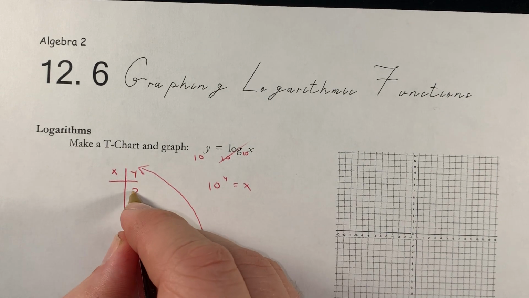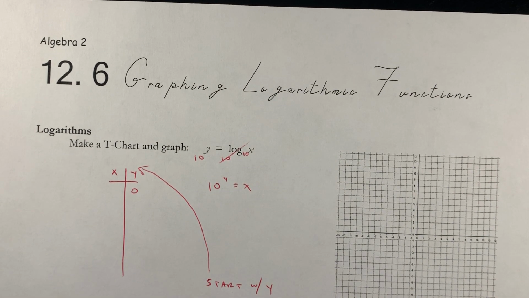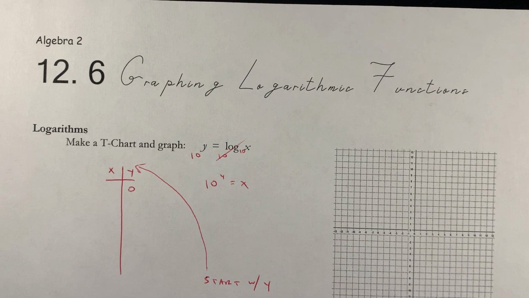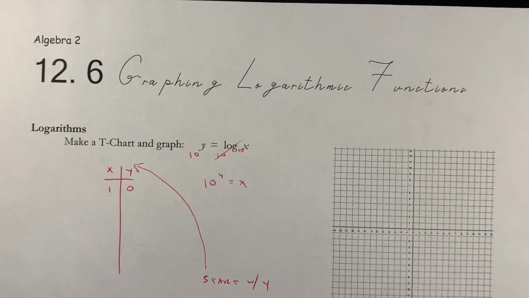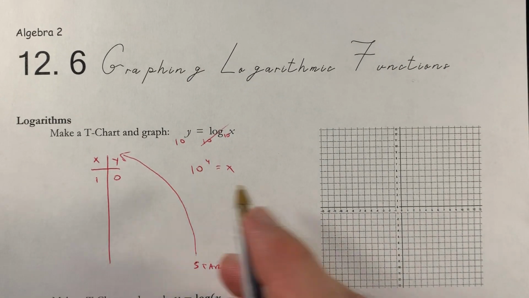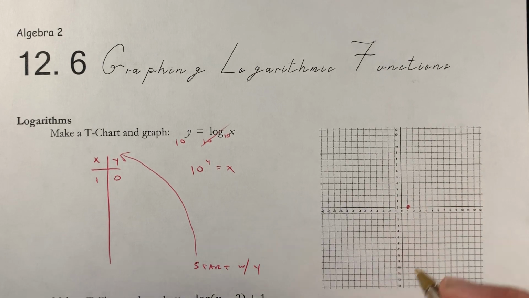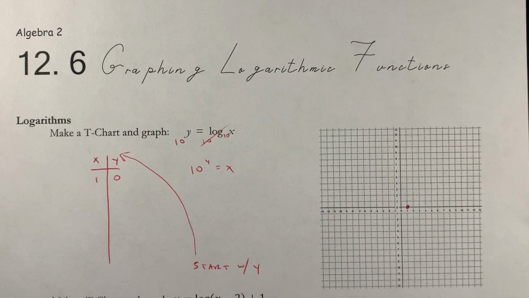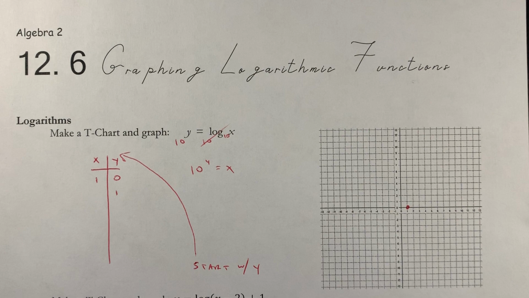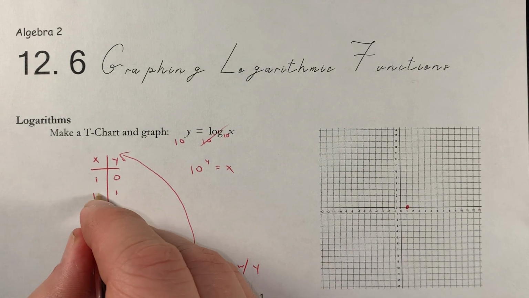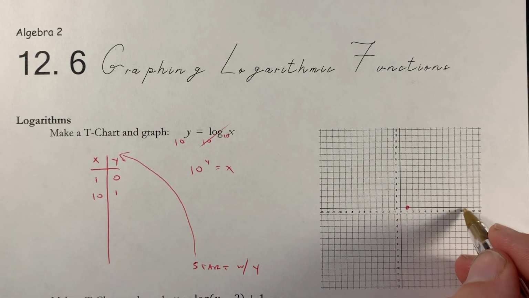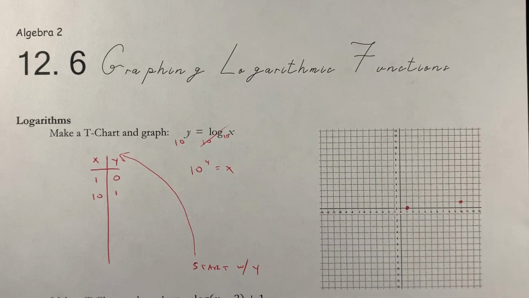So I'm going to put in a 0. 10 to the 0 power. Anything to the 0 power is 1. So I get my first point at 1, 0. Okay, for my second point, I'll put in a 1 for y. 10 to the first power is 10. So we get a second point at 10, 1.